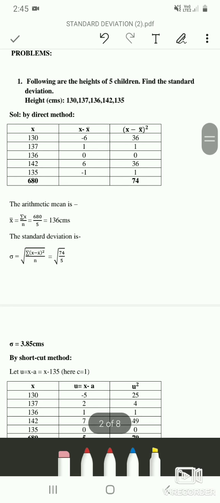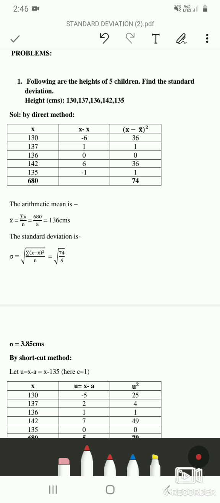So with these formulas, let us see the problems. The first problem is: following are the heights of 5 children, find the standard deviation. The heights in centimeters are given for 5 children: 130, 137, 136, 142 and 135. We have to calculate the standard deviation.